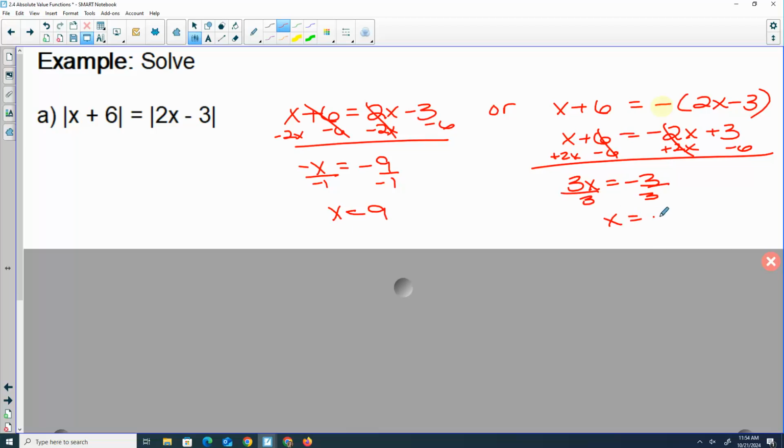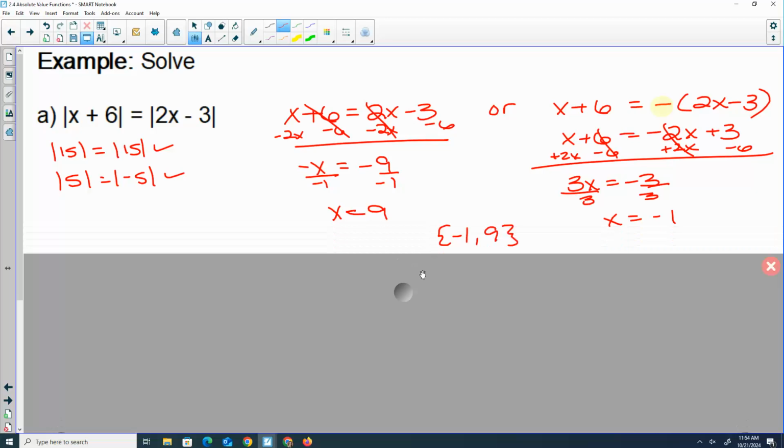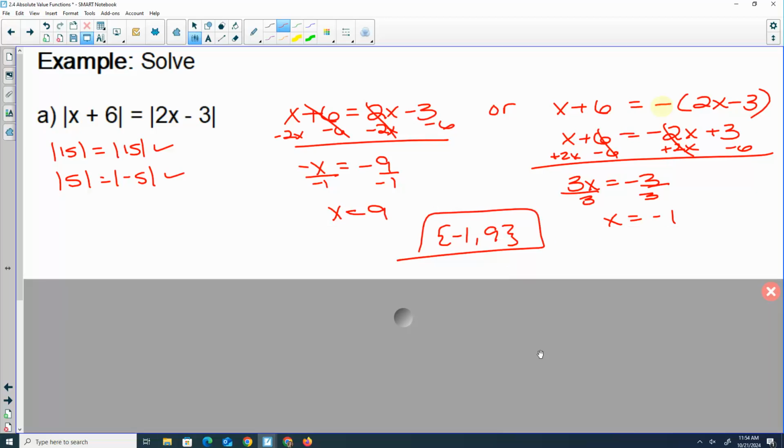Or negative. Can I check these? Absolutely. If I put in 9, I get the absolute value of 15 equals the absolute value of 15. That works. If I put in negative 1, I get the absolute value of 5 equals the absolute value of negative 5, which works. So we can always check our answers on these equations. All right. Do we need more equations?